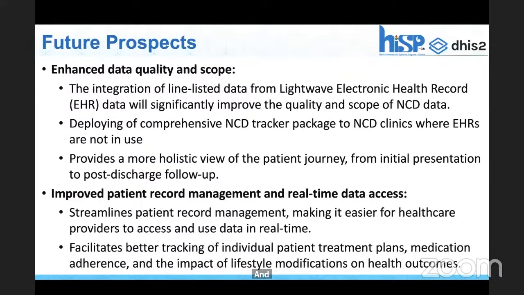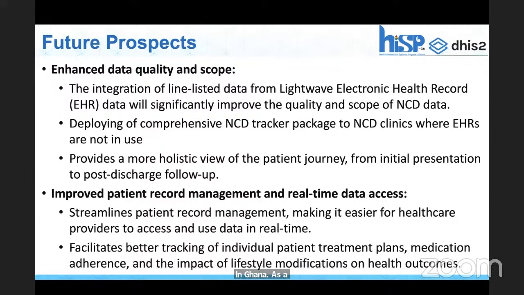For the future, we think that the EMR and the event-based instance of the Ghana Health Service is one key area that can be dealt with. And then also the NCD tracker package that is being piloted can be enhanced and expanded to all NCD clinics and hospitals. And then we can improve on record management and real-time access for all clients that attend facilities in Ghana.